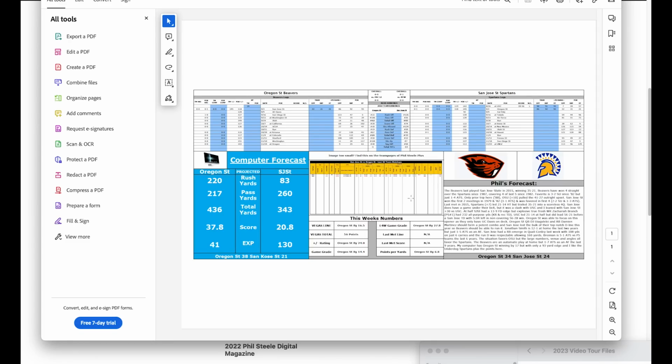This is the last 26 years' matchups, which you get by clicking on an opponent on Phil Steele Plus. This gives you some power ratings on the game. This is my computer's forecast, and we're going to argue sometimes, but we're going to agree a lot. And then you get my complete write-up on the game.